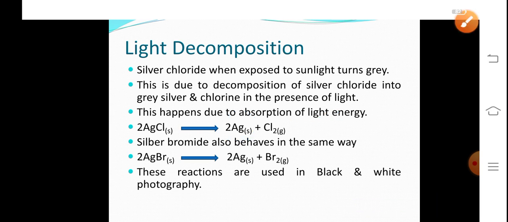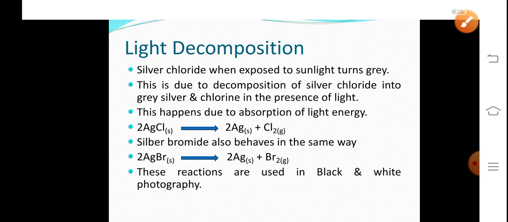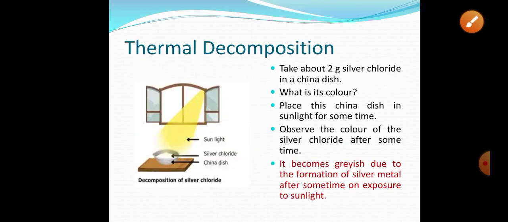Silver bromide also behaves in the same way. So, silver bromide like silver chloride shows thermal decomposition and forms solid silver and releases bromine as a gas. These reactions are used in black and white photography.